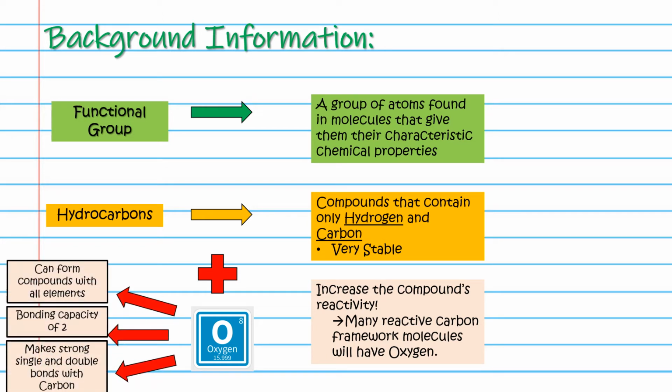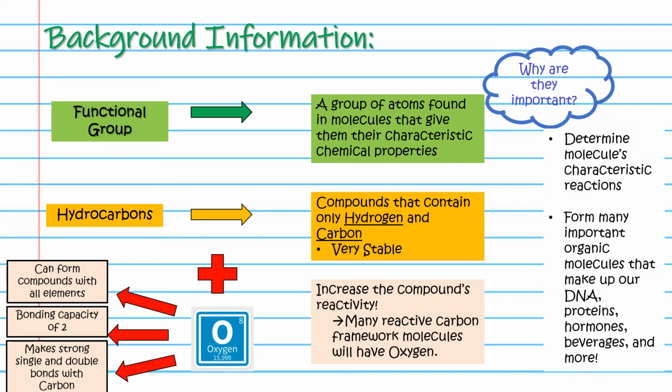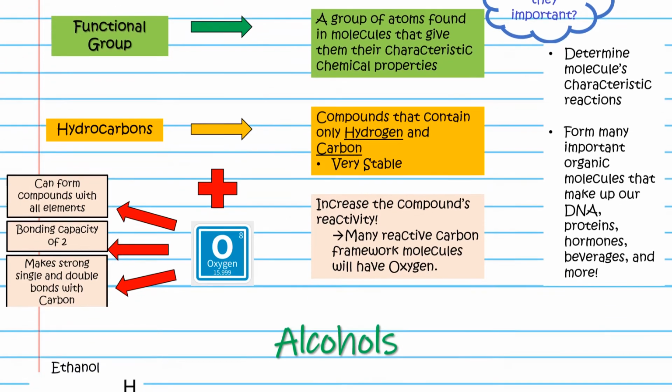Another few things to remember about oxygen is that it can form compounds with all of the elements. It has a bonding capacity of 2, and it can make strong single or double bonds with carbon. So why is this important? As I said, they determine the molecule's characteristic reactions, so how they're going to react in chemical reactions, or some of their physical properties. And they also form many important organic molecules that make up our DNA, proteins, hormones, beverages, and a lot of things. They're all over the place.